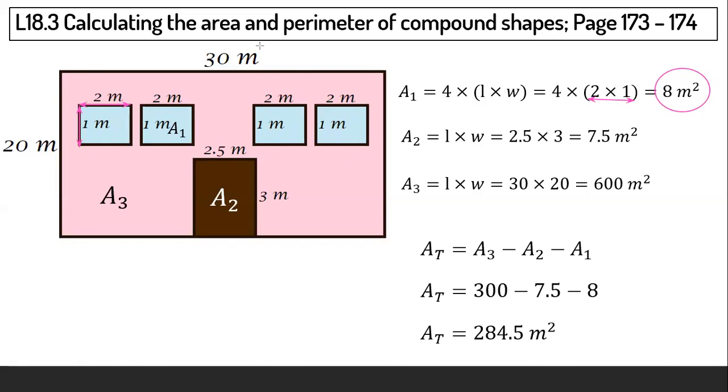Now, if you look at the door right now, your length is 2.5, your width is 3. So the area will be 2.5 times 3, which is going to give you 7.5 meters squared. Till now, raise your hand if you have a question.